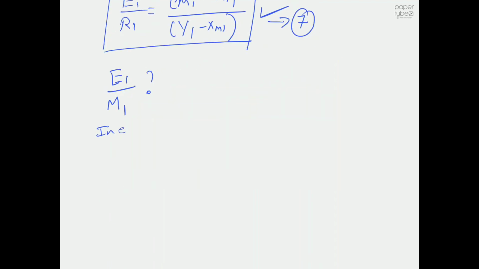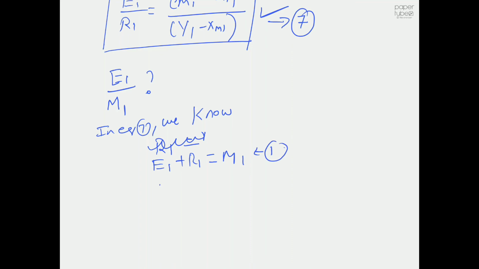In equation 7, we know R1 is equal to, okay, let's put it like this. We know E1 plus R1 equal to M1. This is from your equation 1. So all we need is to replace R1 with M1. So we know R1 is equal to M1 minus E1. So let's put 1.1. So substitute 1.1 in equation 7.